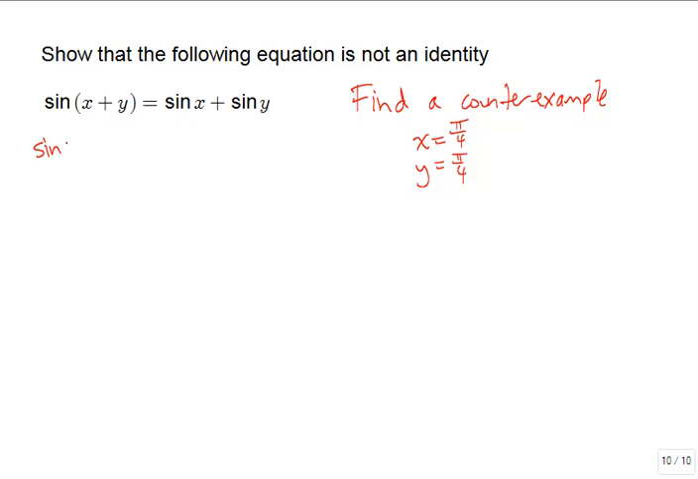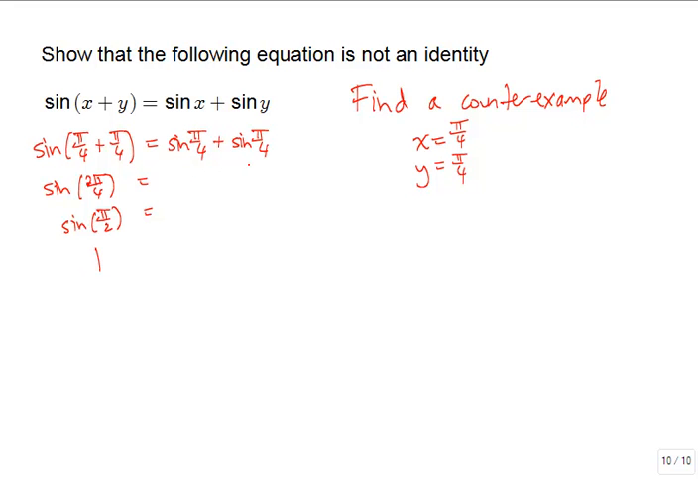If we plug in pi over 4 for x and pi over 4 for y, we're trying to show that what we get on the left side is not going to be the same thing that we get on the right side. So what's pi over 4 plus pi over 4? Well, that's 2 pi over 4, which simplifies to pi over 2. And what's the sine of pi over 2? Well, that's the sine of 90 degrees, and the y coordinate at 90 degrees is 1. So sine of pi over 2 is 1.